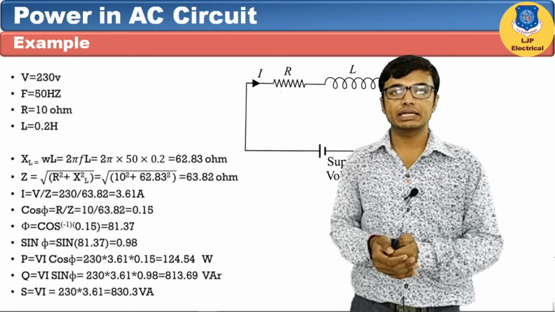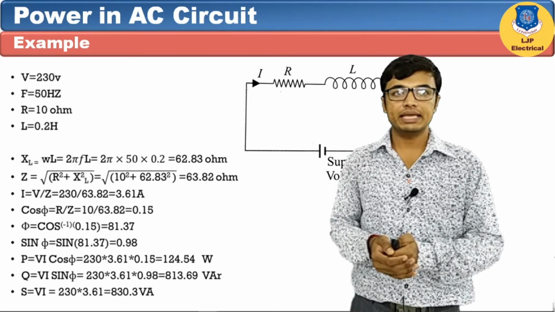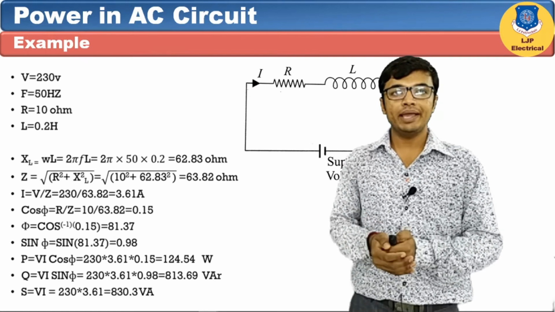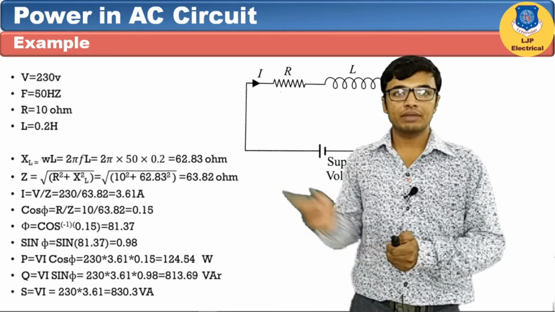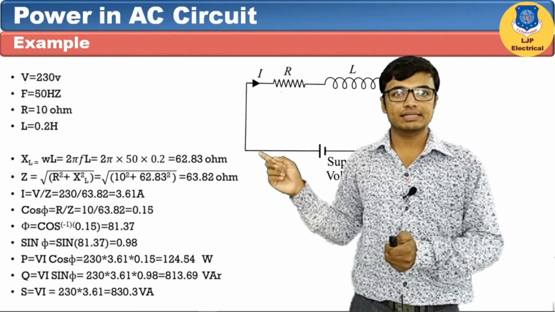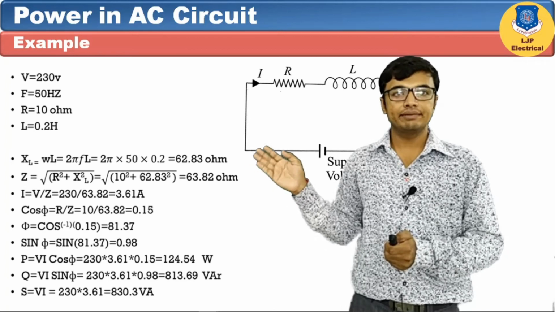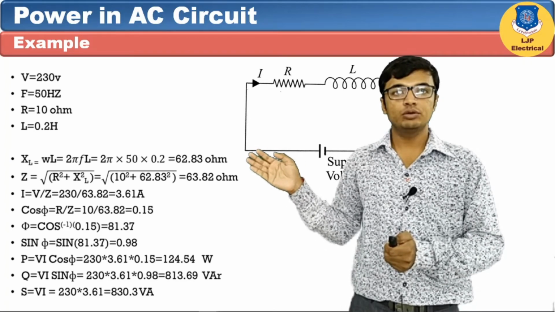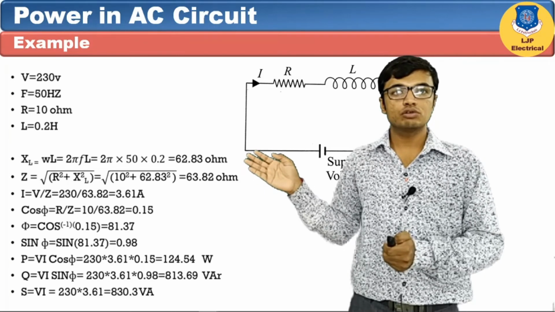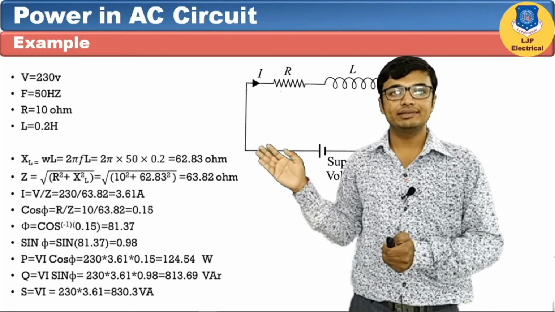First we have to find out inductive reactance, that is XL is equal to omega L is equal to 2 pi into F L. So if we put value of frequency and inductance in this equation, we will get inductive reactance, that is 2 pi into 50 into 0.2. So we will get 62.83 ohm.